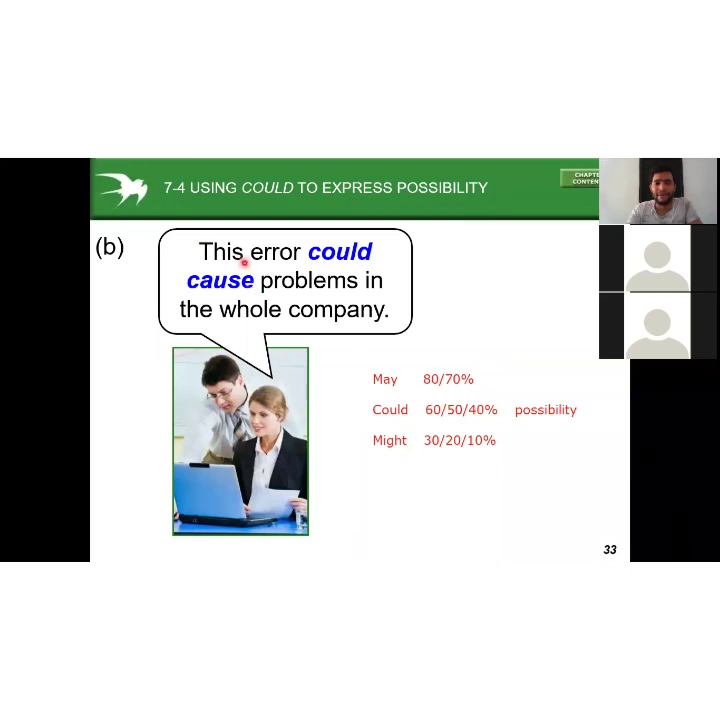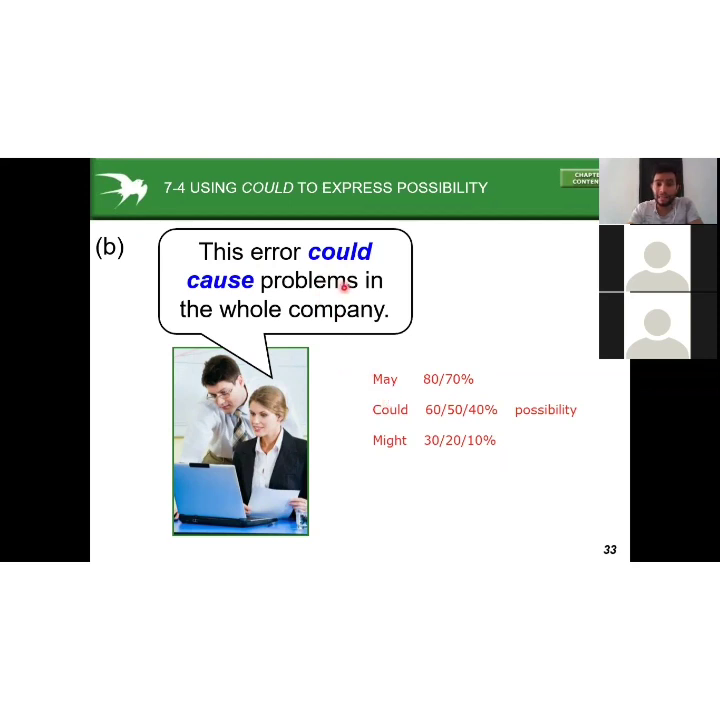All right, so we have this part right here. We have this example. Take a look at what it says. If you translate it into Spanish, it says something like, este error podría causar problemas a la compañía. If I say this error could cause, or this error may cause, or this error might cause, con cualquiera de los tres, right? The meaning is the same. El significado es el mismo. But the intention is different.